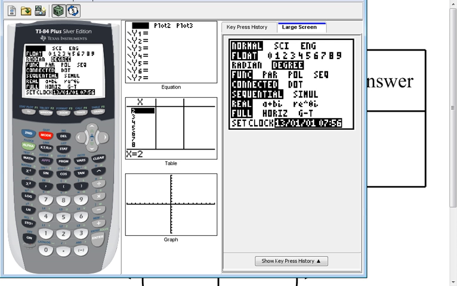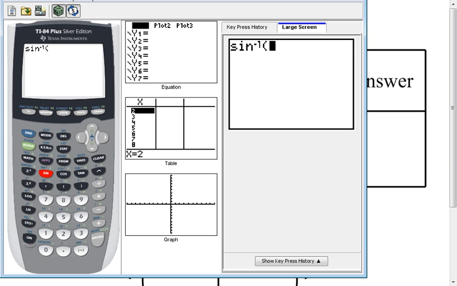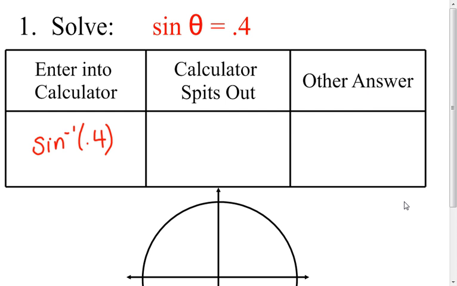So I will go second sine 0.4 and hit enter, and my calculator spits out 23.57 degrees. And this is in degrees because my calculator is in degree mode. If it's in radian mode, it will spit it out in radians. But 23.58 degrees is what my calculator spits out. Please round these to two decimal places. 23.58 degrees.